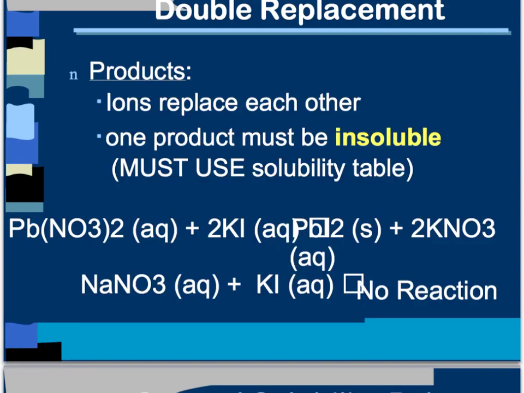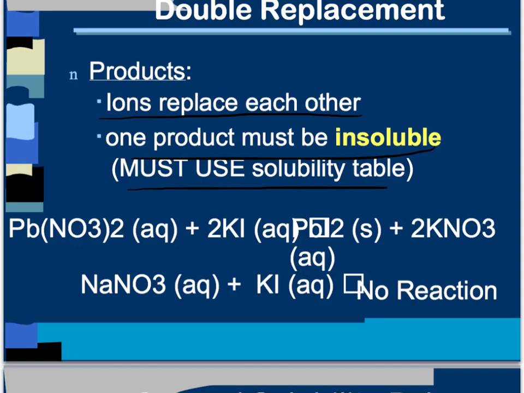Now, just like we had to worry about the activity series with the single replacement, there's a couple of special things we need to pay attention to with the double replacement reaction here. So we just want to remember that the ions are just replacing each other. And one of the products must be insoluble or form a precipitate for the reaction to occur. So one of the things that we're going to be using in class is that solubility table that's on the back of your periodic table.